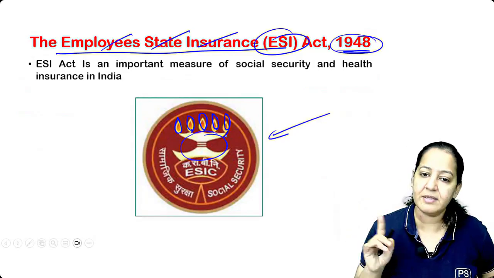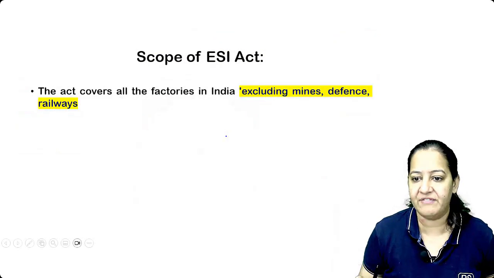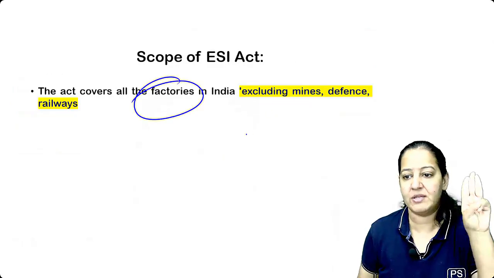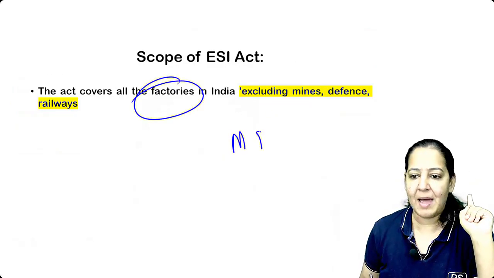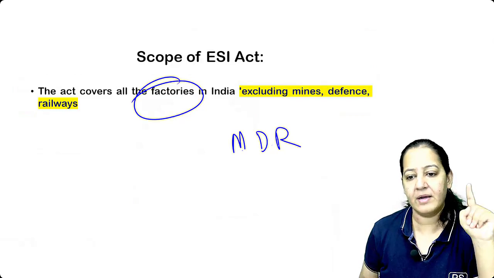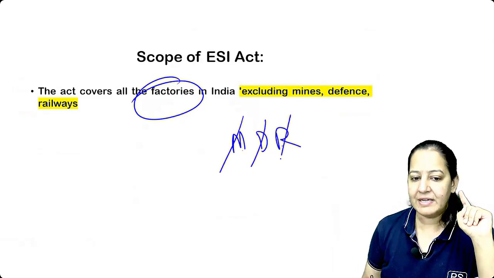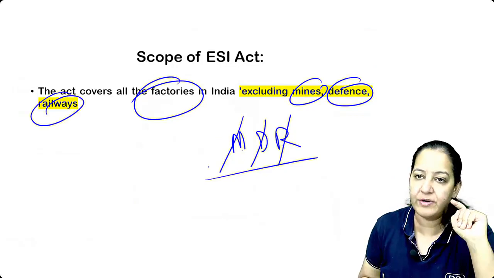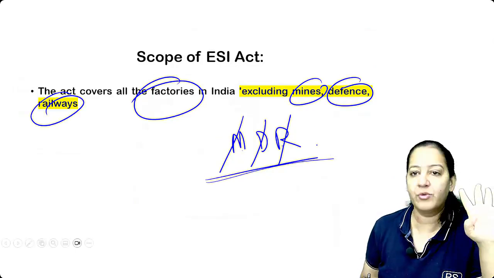You see, Anna, this is the logo for ESI. You should be able to identify that. It includes all the factories in India, excluding three factories. It is MDR. Anna, you can learn MDR: Mines, defense, and railway. Mines, defense, and railway are not included. Excluding that, everything is included under ESI.